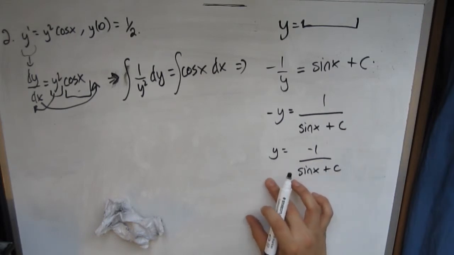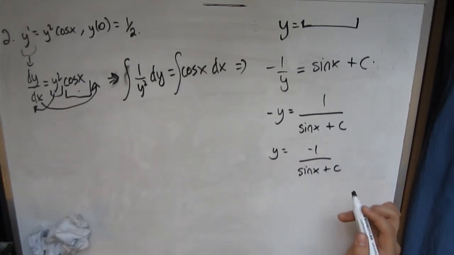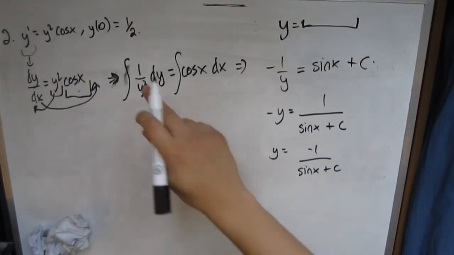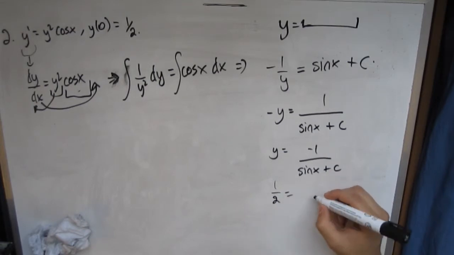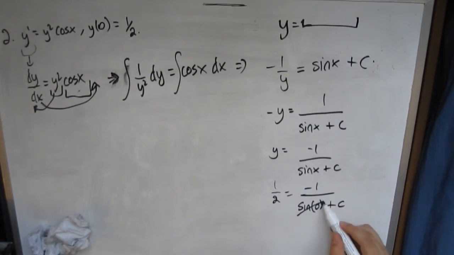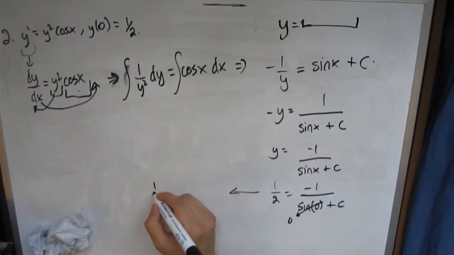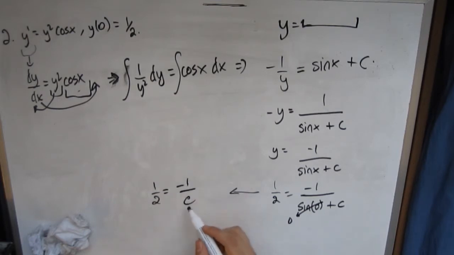Now that we have an equation for y and we know the initial conditions, when x is 0, y is half, you can just sub it right in. So you get half is equal to negative 1 over sine of 0 plus c. Everyone should know sine of 0 is 0, which leaves you with half is equal to negative 1 over c. Inverse them both and you get 2 is equal to negative c, and that means c is equal to negative 2.